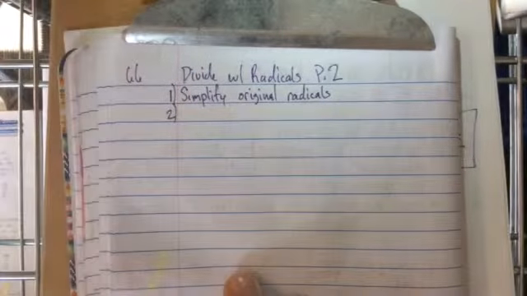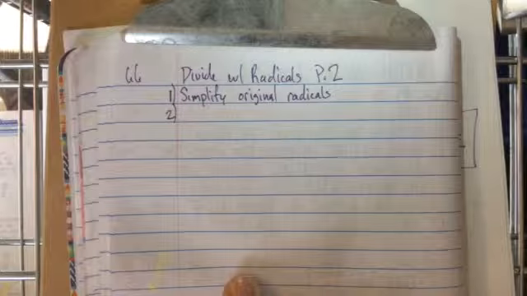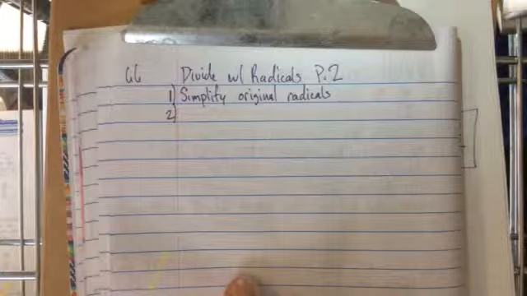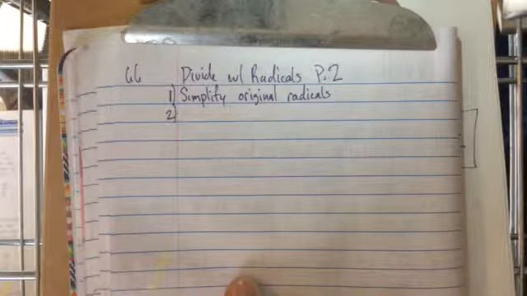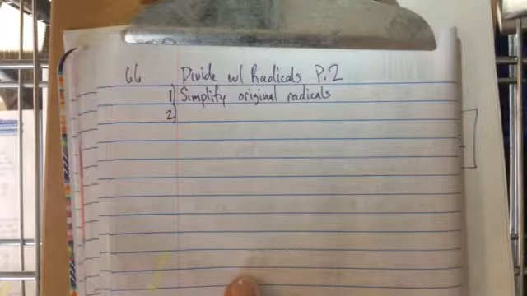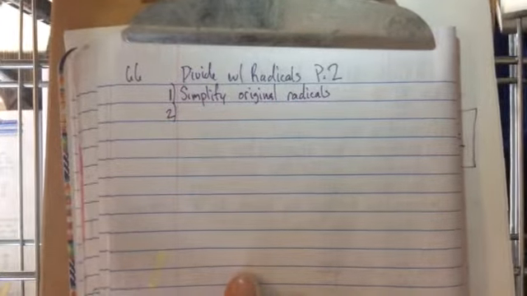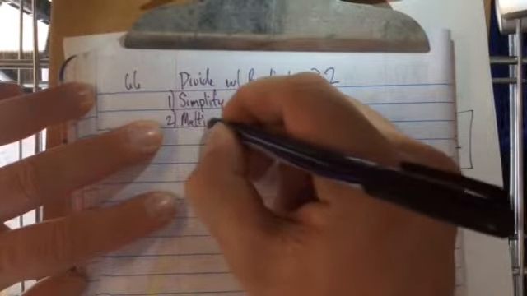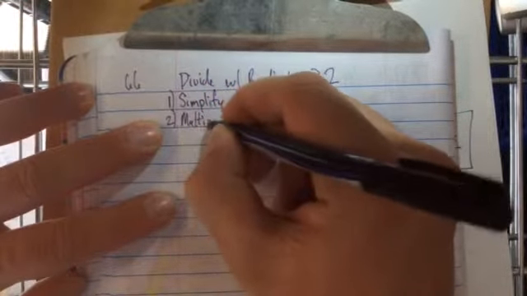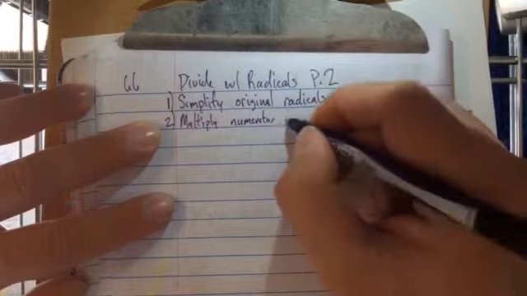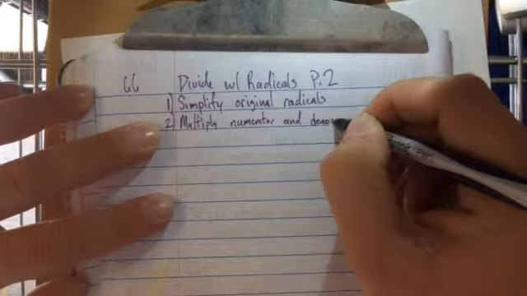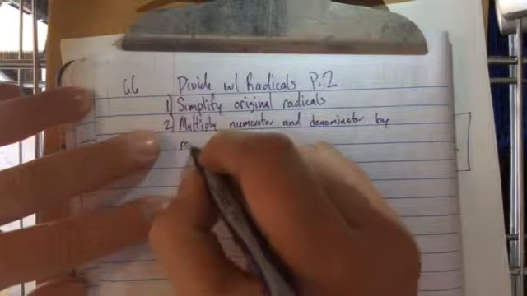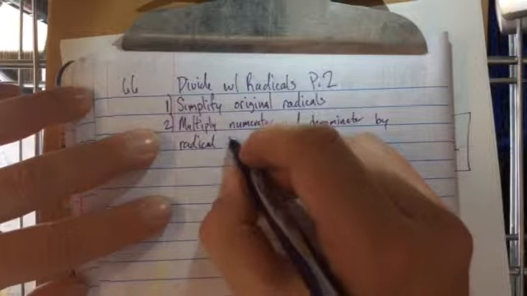Our second step was multiply the numerator and the denominator by the radical in the denominator. So to rationalize the denominator, we need to multiply the numerator and the denominator by the number in the radical, or the radical. So multiply numerator and denominator by the radical in the denominator, original denominator.